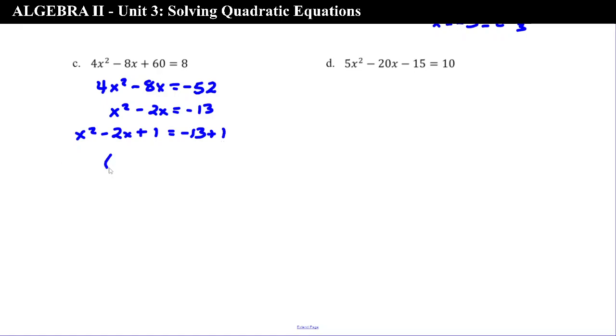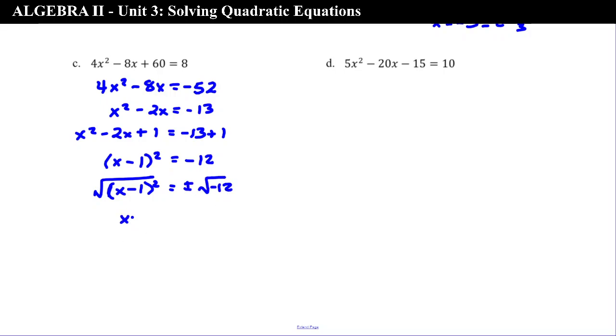We can factor the left-hand side. We've got x, the square root of x squared. Square root of 1 is 1. Sign of the middle term is negative. And then we have negative 12 on the right-hand side. Take the square root of each side. Make sure that looks like a parentheses. Plus or minus the square root of negative 12.